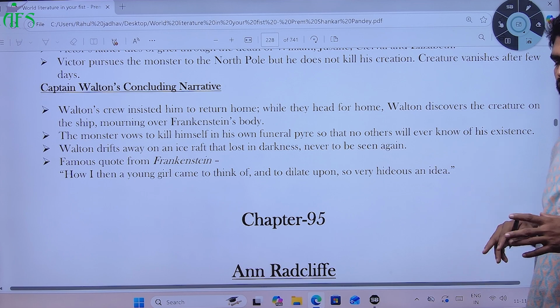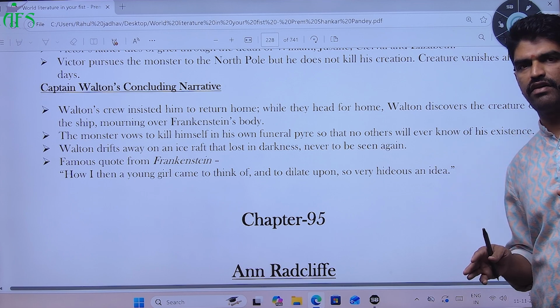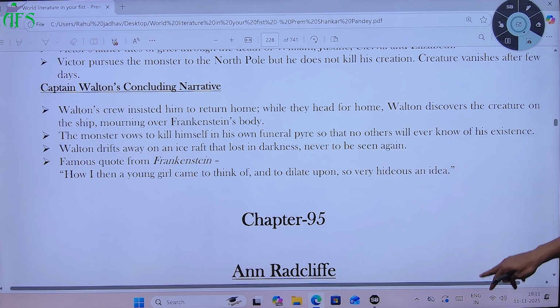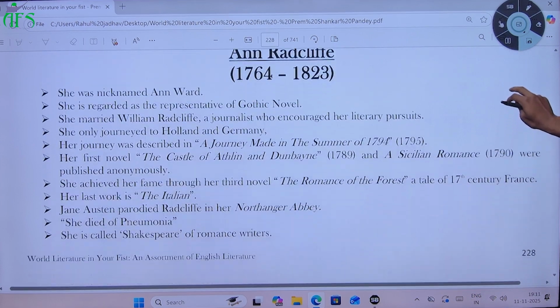Moving ahead, again, one of the important figures we have is Ann Radcliffe. So let's go and try to find out about her.